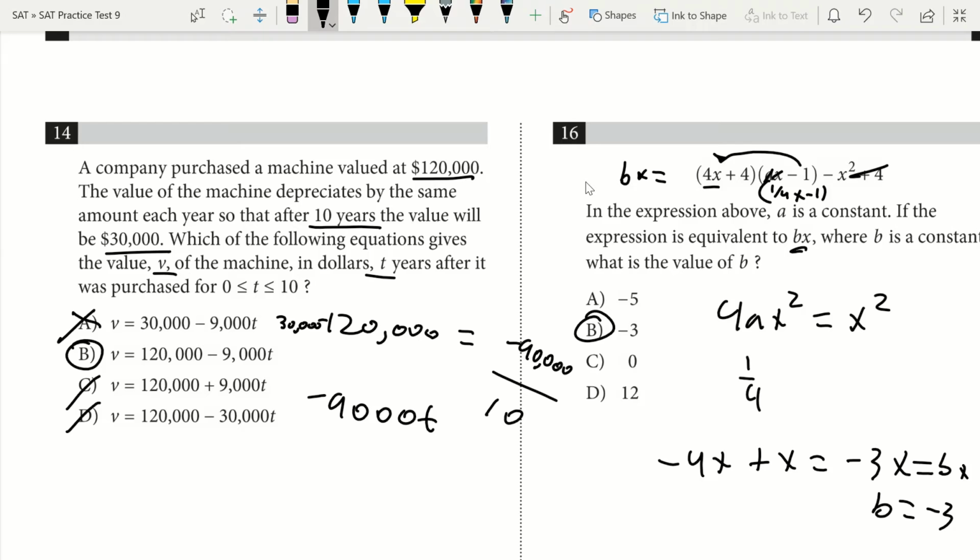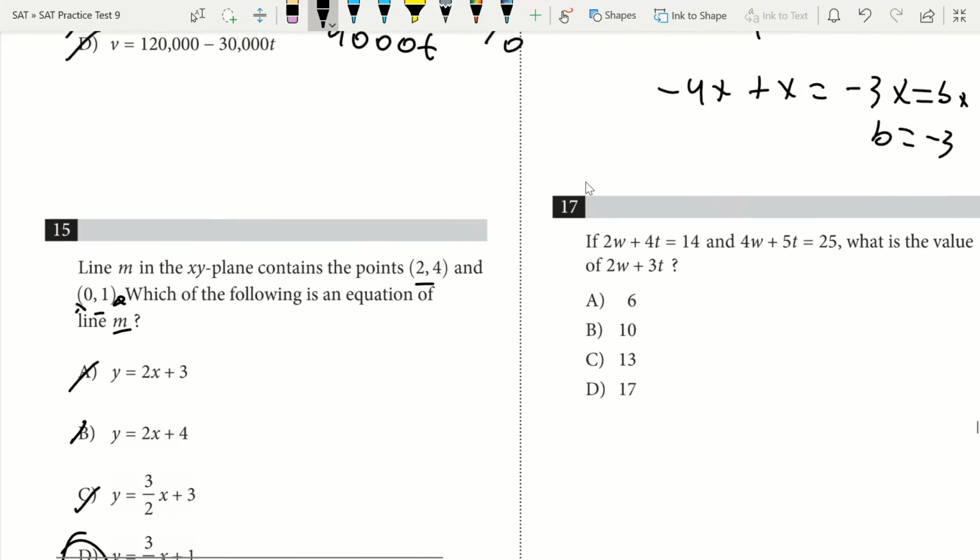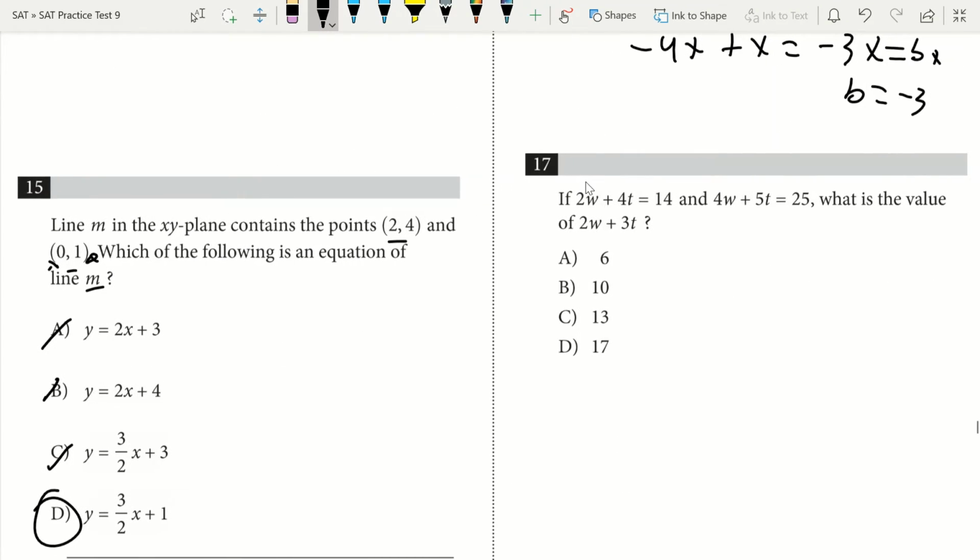All right, moving on, we've got question 17. If 2w plus 4t equals 14 and 4w plus 5t equals 25, what is the value of 2w plus 3t? Well, what I know I can do is I see I have 4w here, and what I want to do is solve for w and t so I can plug it into this equation. When I see I have 4w there and 2w here, I know if I multiply my equation right here by 2, and then set them up in a column, I can subtract one from the other to get rid of my w and solve for t. So that's what I'm going to do.